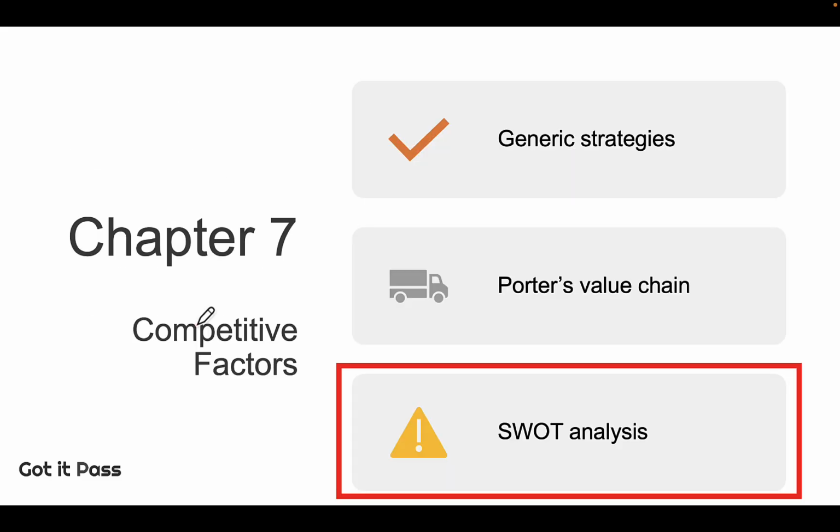So we talked through the competitive analysis based on the 5 forces analysis, based on the generic strategy discussion, and also we shared Porter's value chain. All these are under Porter's framework to analyze the competitiveness of a firm. And now let's move on to discuss another topic also relevant to competitive factors, which is SWOT analysis.